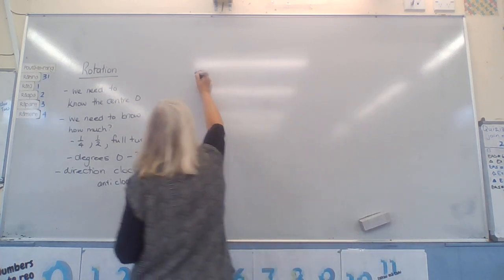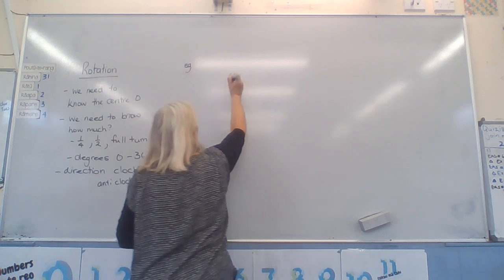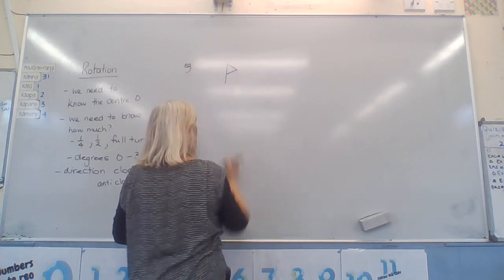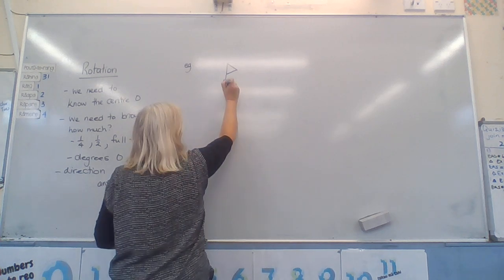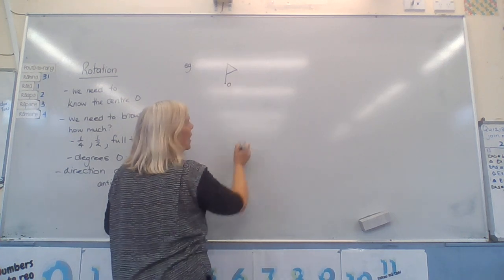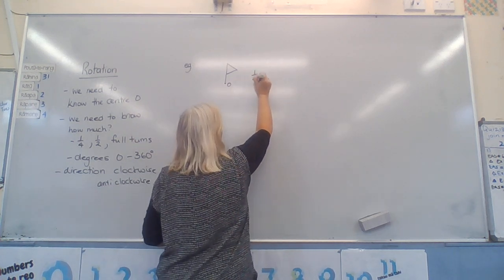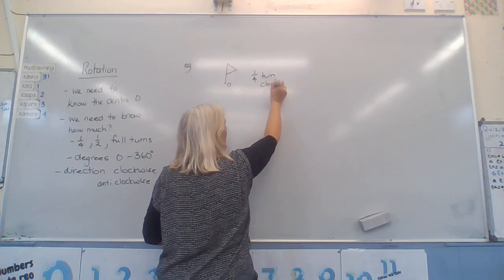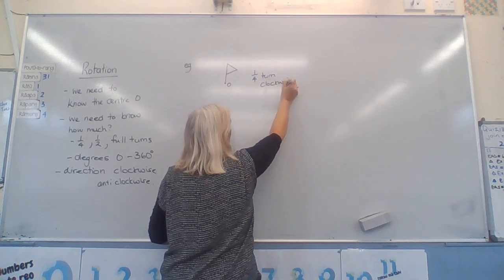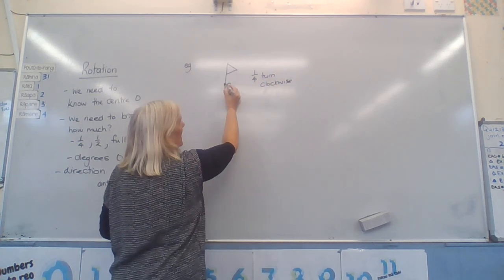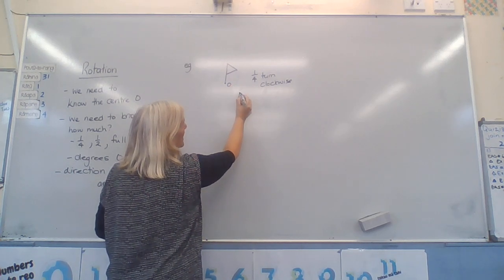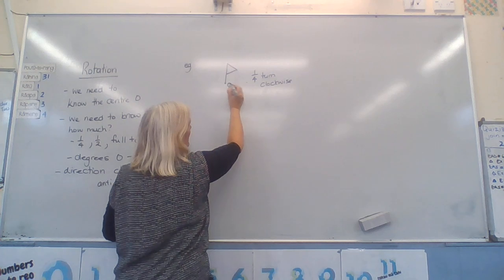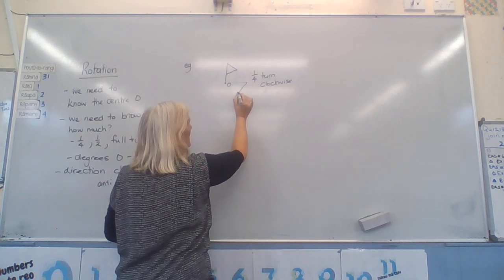So if we have a look at a couple of examples. If I had a flag, we like flags, and I'm moving this flag, centre 0, by a quarter turn clockwise. That means that I need to go to the centre and then out at a right angle for each point, the same distance. So I'm going to get this.